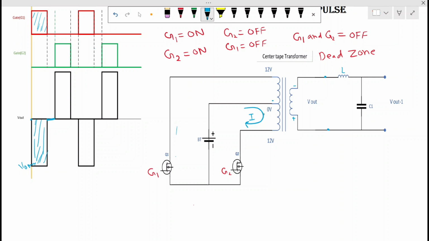So when the current is flowing in clockwise direction, what will happen? The polarity of this side also changes. Now this becomes positive and this becomes negative. Because of the mutual induction principle, flux is changing and output is generated, and based on the turns ratio of the transformer, the output voltage is obtained. So polarity is changed. You can see that when gate 2 is on, in the same period this output is generated.